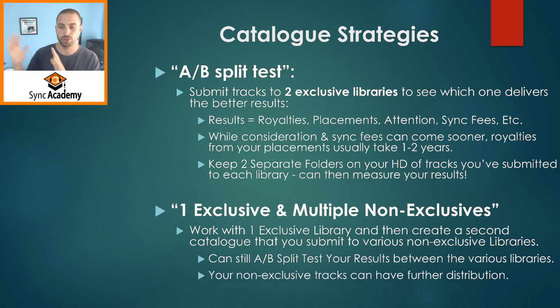Obviously, the benefit for the non-exclusive side of your catalog is they have much further distribution, right? So you can get it into 10, 20, 50 different non-exclusive libraries. That means there's 50 different marketplaces, essentially, that your tracks are being shopped to. Doesn't mean necessarily you get 50 times the amount of placements or 50 times the amount of income, but the chances of your tracks getting out there and getting placed do obviously increase with this strategy.